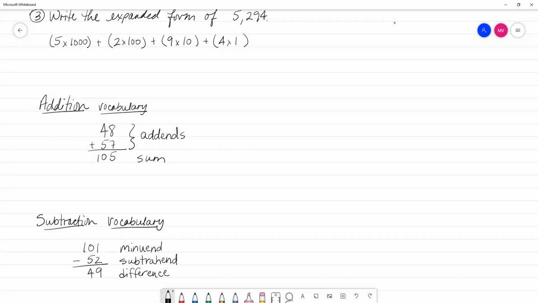The reason that all of the addends are called the same term is because it really doesn't matter what order you add these numbers together. You will get the same solution, the same sum. So if I did 57 plus 48, I'm going to get the same answer as 48 plus 57.